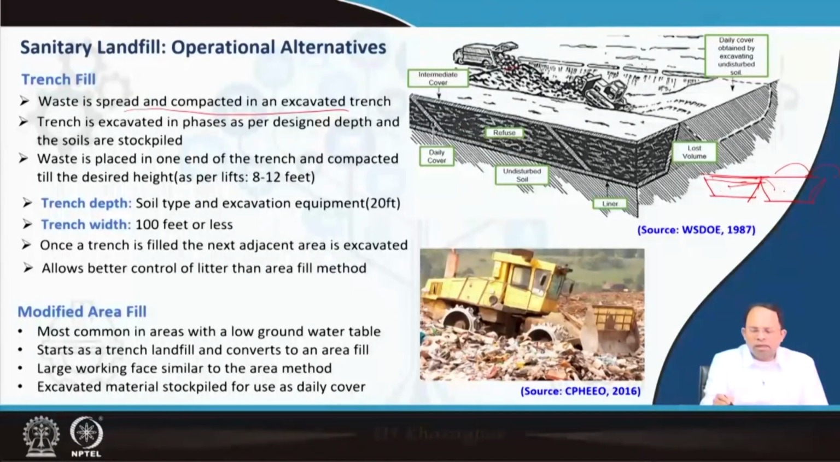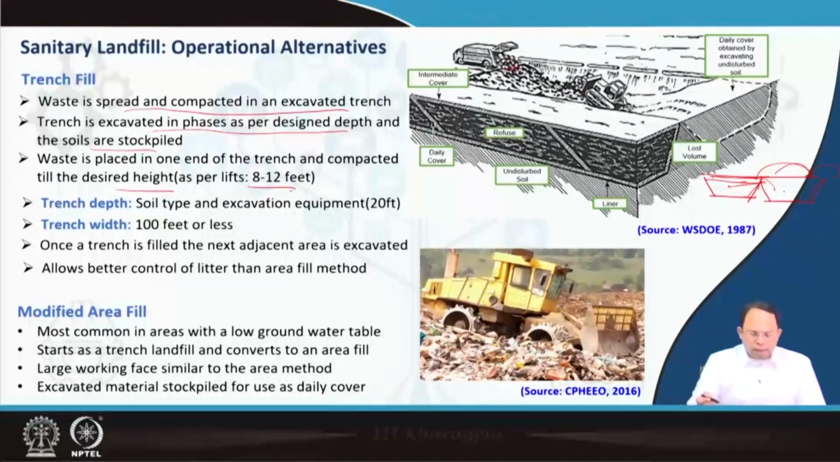This waste carrying vehicle is bringing the waste over here, and we are using a compactor to compact this waste. The trench is excavated in phases as per design depth, and soils are stockpiled. So once we excavate, we can stockpile the soil and use it as cover, right? Then waste is placed on one end of the trench and compacted to the desired height, which is around 8 to 12 feet. You can say it's similar to a lift, right?